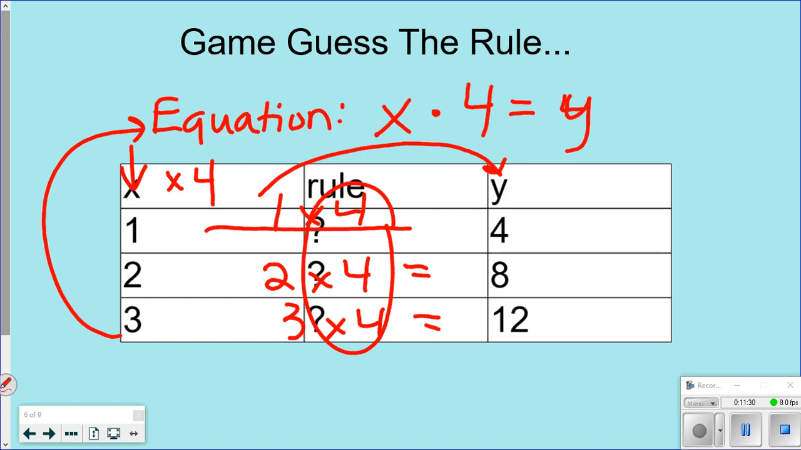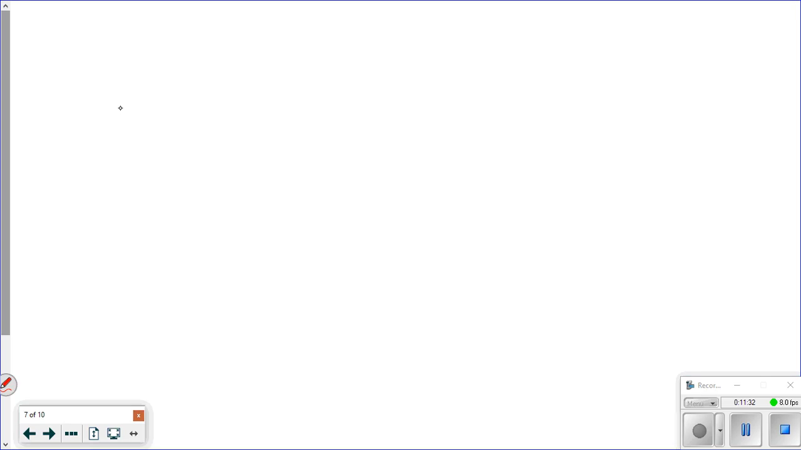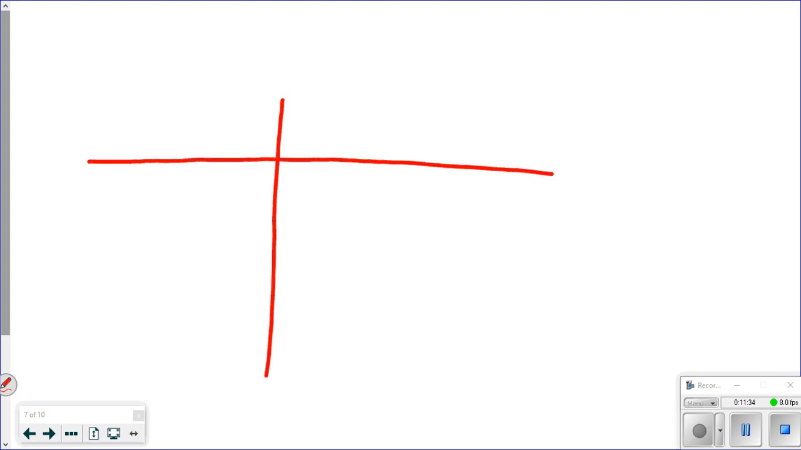So I'm just going to throw another one out there. I'm going to quick do one. So let's do X and Y. Okay, so this is a pretty simple one.